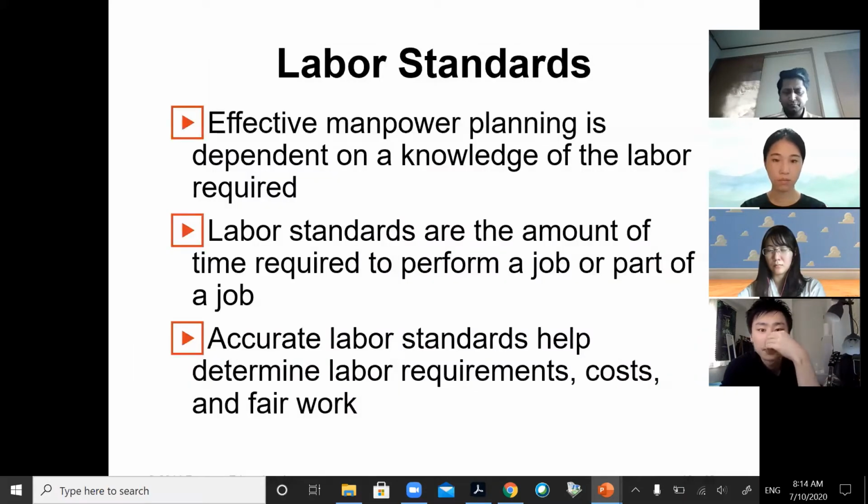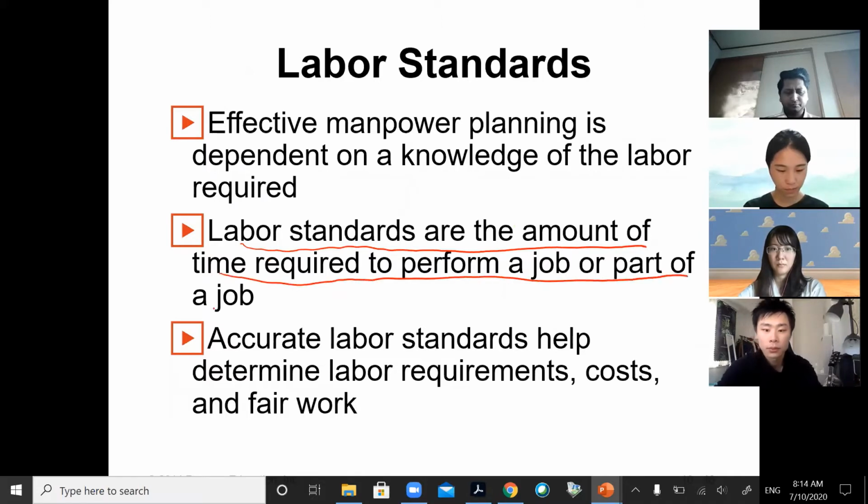Right. So that brings us to labor standards. I'll go to the second point first. Labor standards are the amount of time required to perform a job or part of a job. So you can find the time required, for example, to change a battery. You can take a stopwatch, measure and record it. So for every worker, you can actually know.